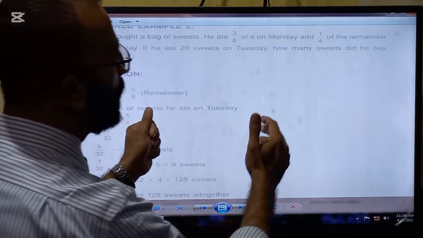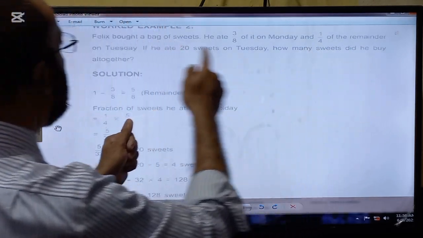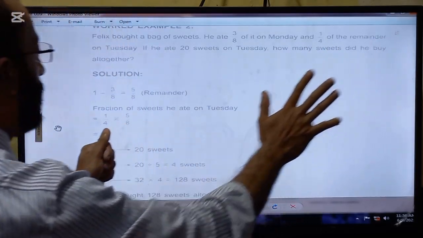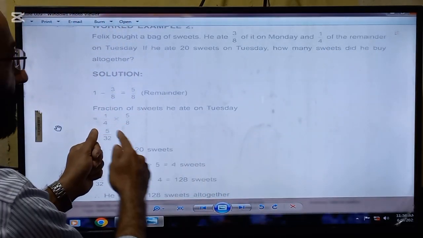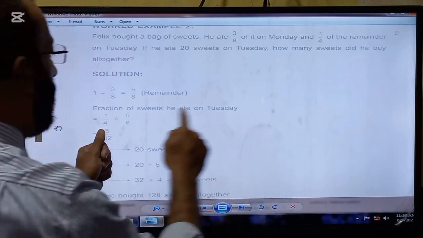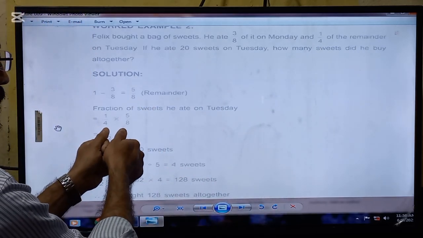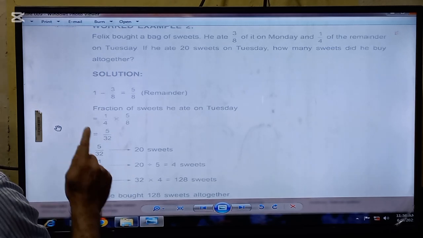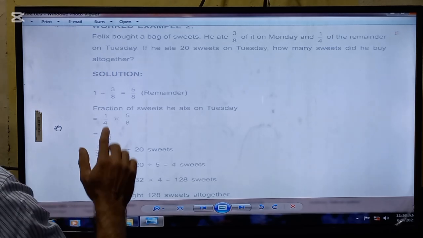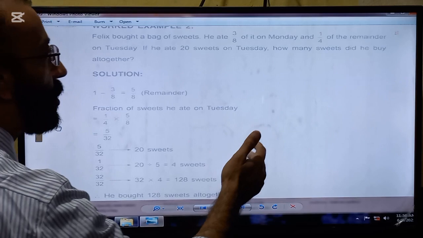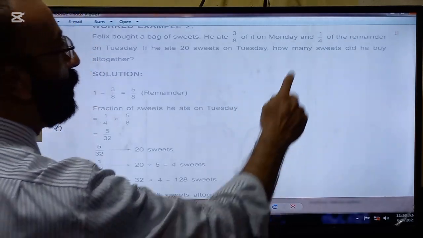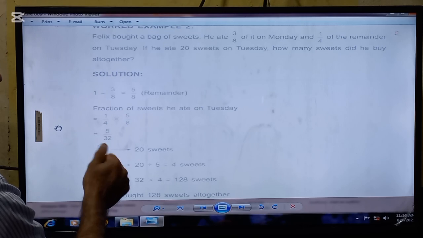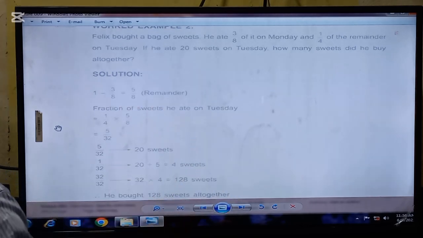Now the further statement is and 1 by 4 of the remainder on Tuesday. 1 by 4 of the remainder. So 1 by 4 of stands for multiply, and remainder is 5 by 8. So now we will solve it. That will give us answer 5 by 32. So this is the thing which he actually ate on Tuesday. 1 by 4 of the remainder on Tuesday. So we have solved it. So this is the fraction which he ate on Tuesday.